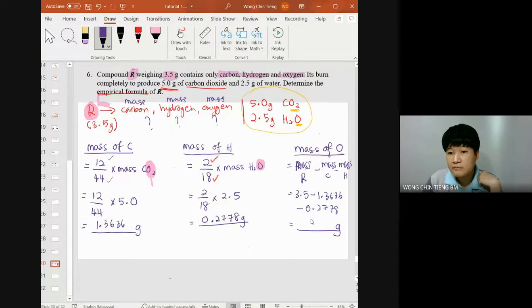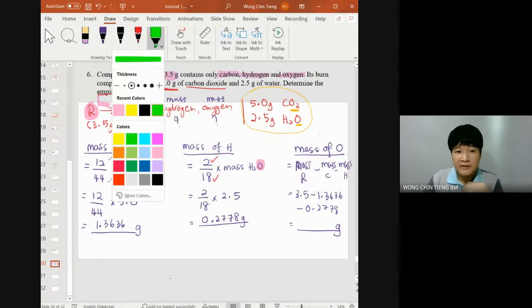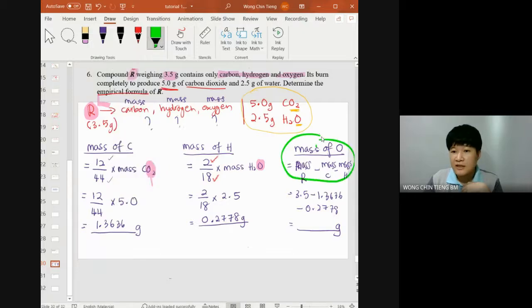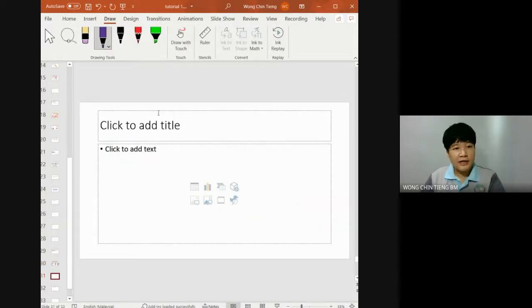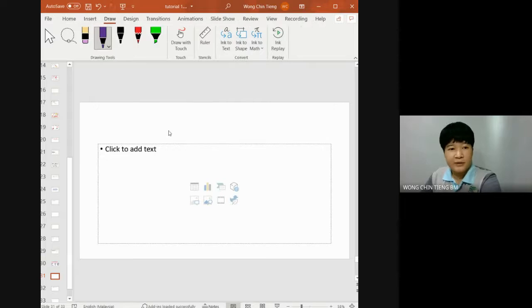Habis? Betul? Dan guys, tak ada cara lain. Hanya dia. Okay? Whenever you ada oksigen, hanya dia. Jangan buat cara lain. Okay. And then you have everything already. You put everything in your table. Your empirical formula table. Senang je.